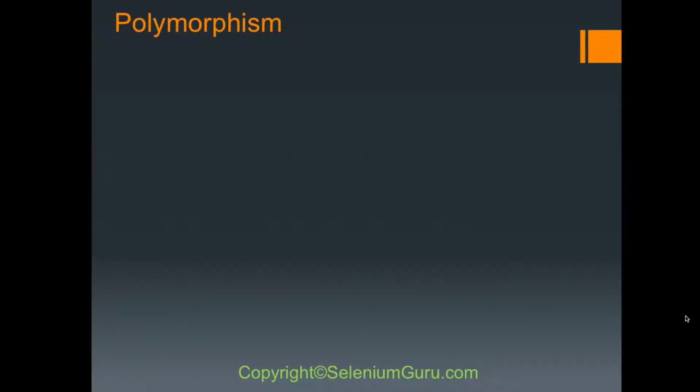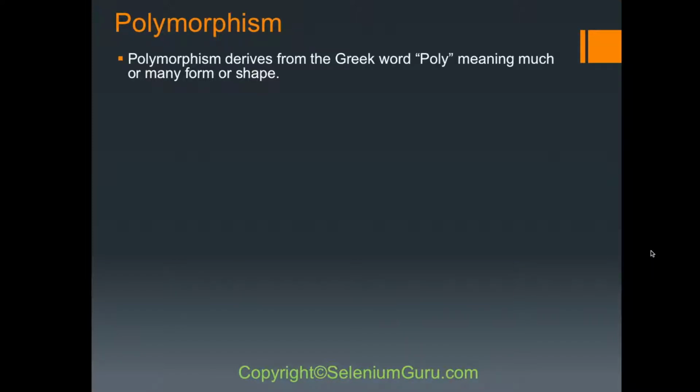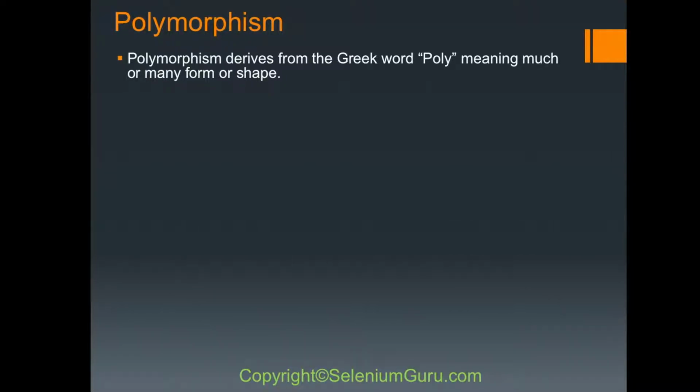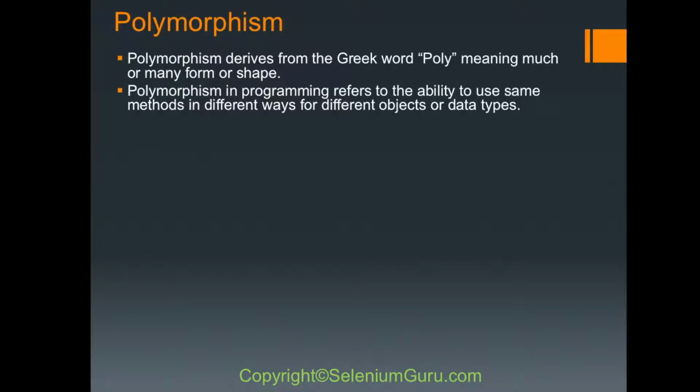In this lecture, we're going to learn about polymorphism. So what is polymorphism then? Polymorphism derives from the Greek word poly, meaning much or many forms of a set. Poly means you've got many forms of a set, right? So it's derived from the Greek word.